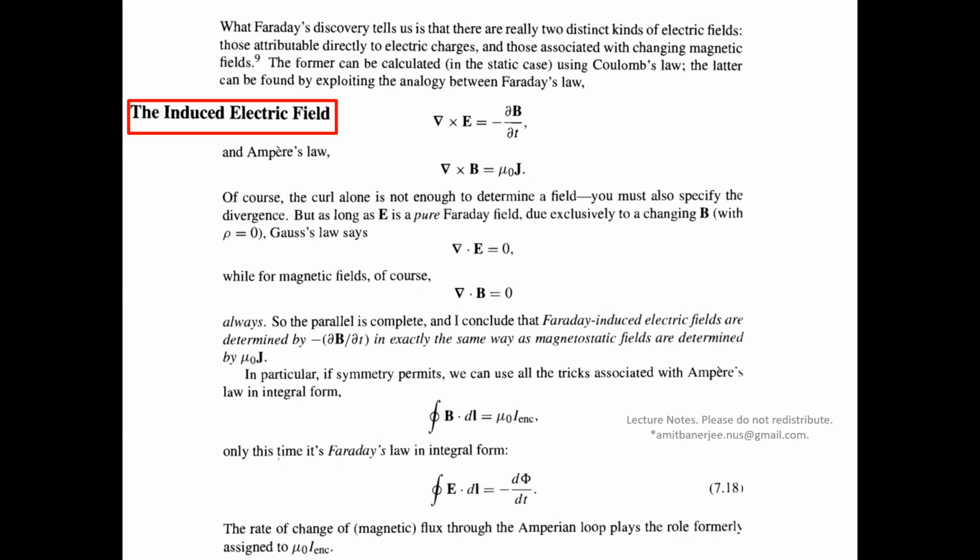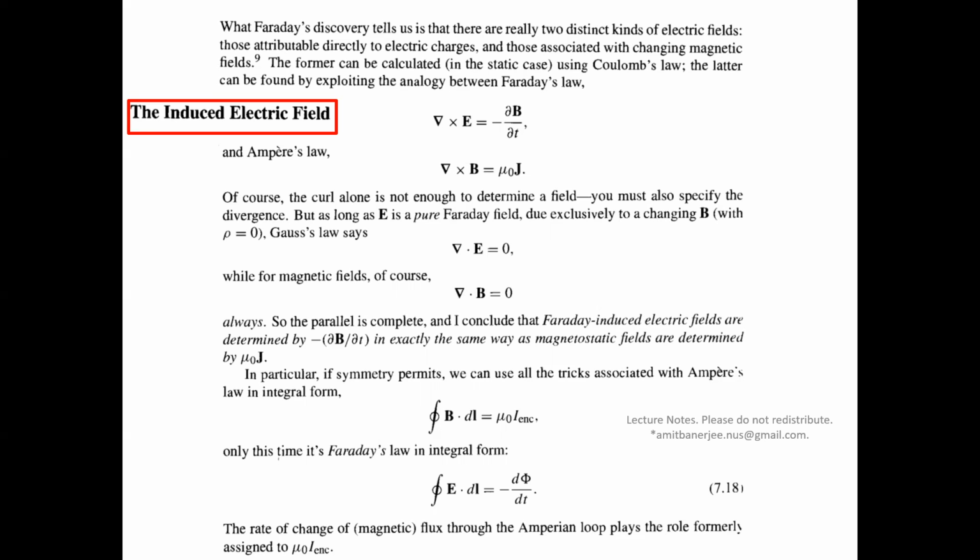We know the one we discussed before, the electric field, which is defined largely by Coulomb's law and all that. We have discussed a great deal of that in electrostatics. That's conservative. While the one we are having here, that is associated with the changing magnetic field, is non-conservative. So the former can be calculated in the static case using Coulomb's law. The latter can be found by exploiting the analogy with Ampere's law. So these are the equations which are important.